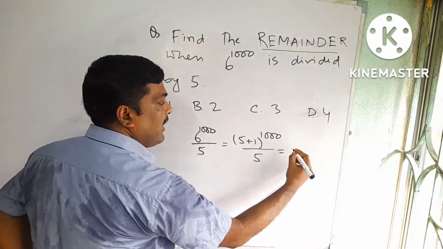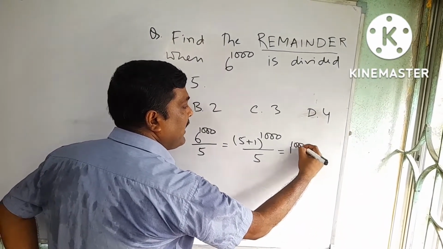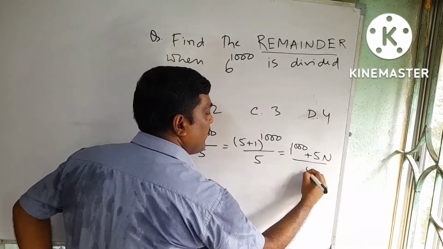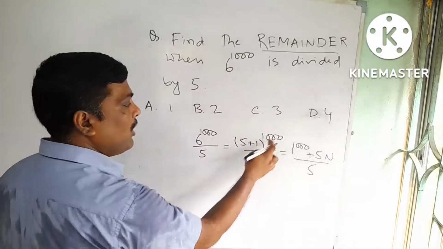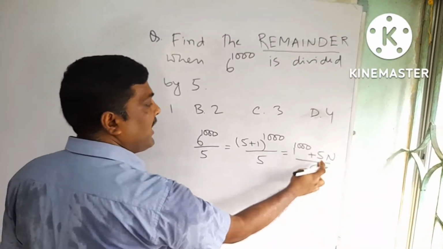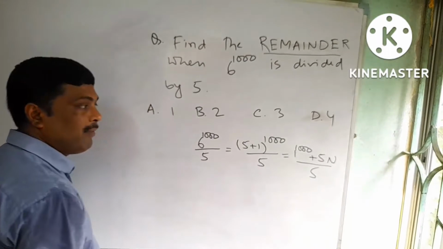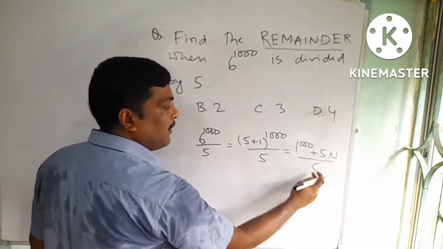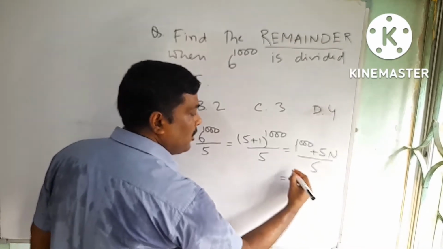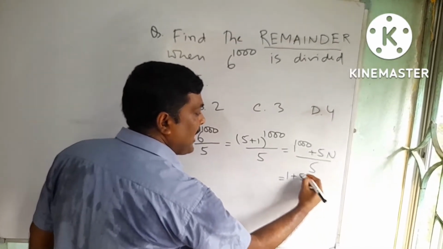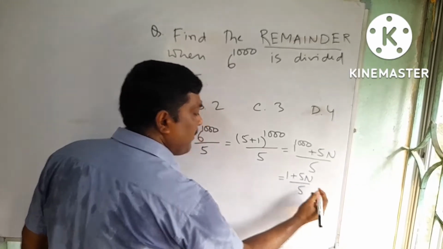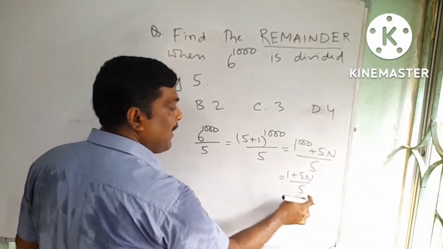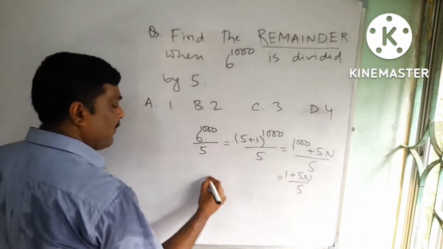So we can write it as 1^1000 plus 5 into some natural number N. See, (5 + 1)^1000 can be written as 1^1000 plus 5 into some natural number capital N. Now 5N is divisible by 5. Now 1^1000 is 1, so (1 + 5N) divided by 5. 5N is divisible by 5, so the remainder is 1.